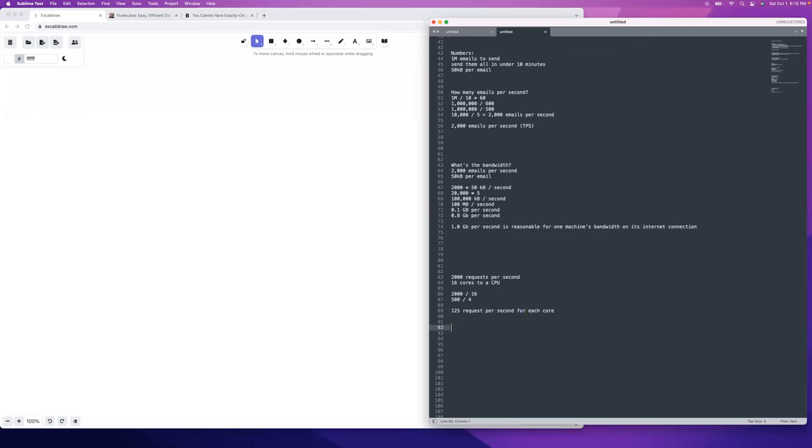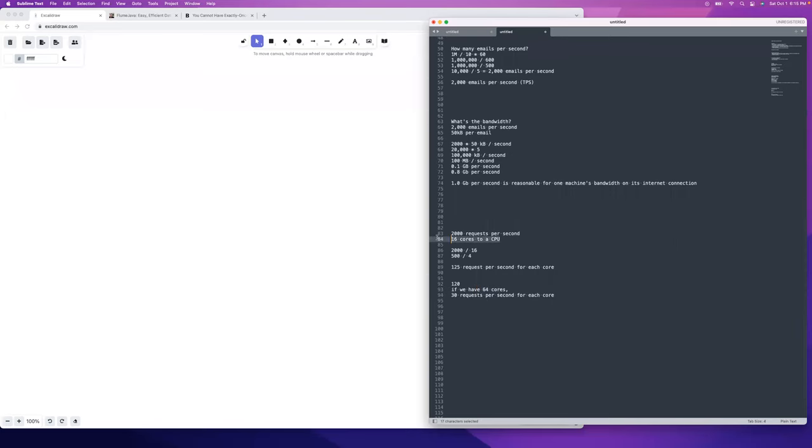And then if we have 64 cores, we can divide that by 4 again. So let's round that down to 120, 60. Then we would have 30 requests per second for each core. I think 64 cores would be if you're doing really computationally expensive stuff, you can definitely get something like that from AWS. So I think 16 cores is probably more realistic if you're going to be doing this problem.